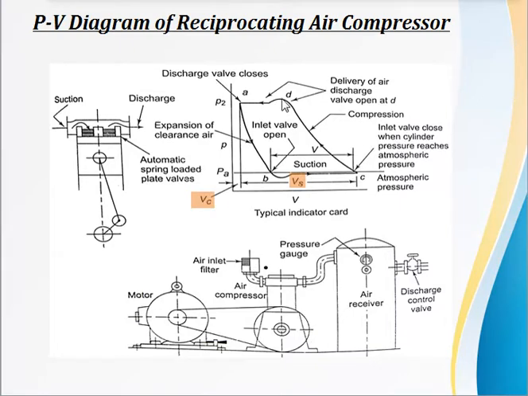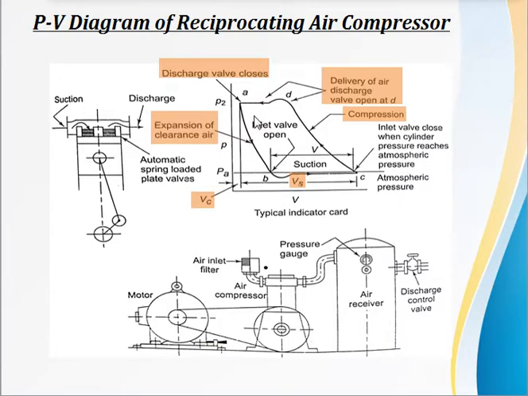Again C to D is the compression. D to A, delivery of air, discharge valve opens at D. So here the discharge valve opens and the discharge valve closes here. Now after compression, the delivery valve opens here and the delivery valve closes here. Again A to B is the expansion of the clearance air.